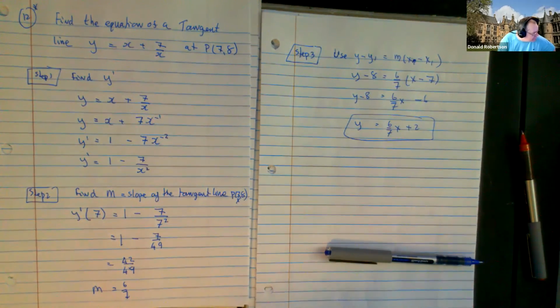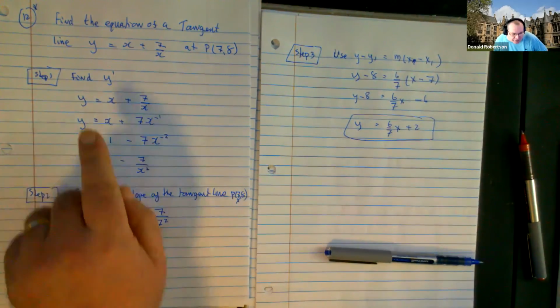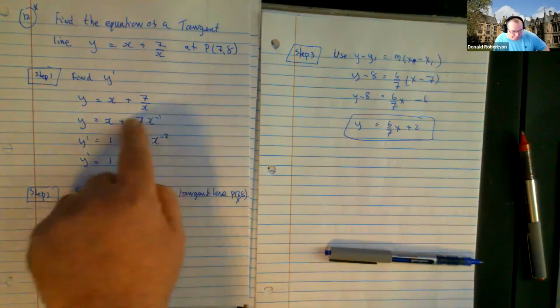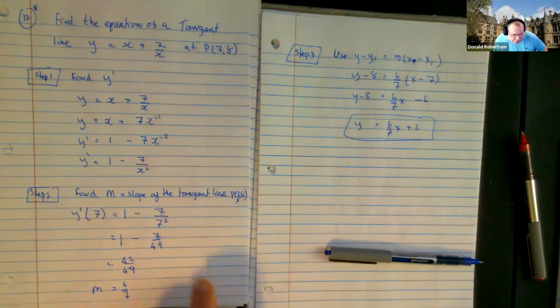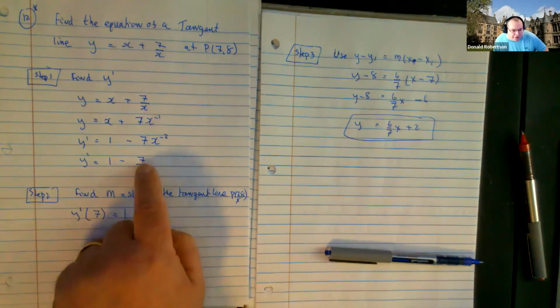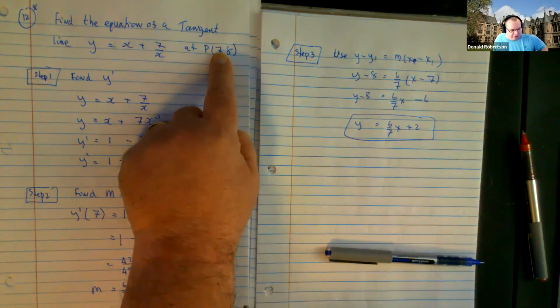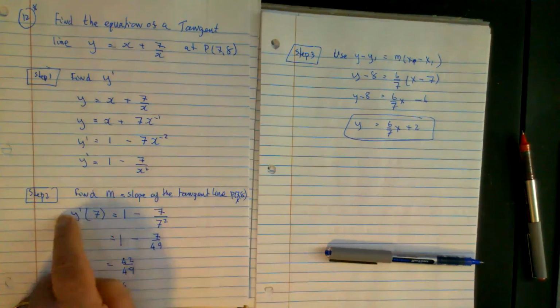Okay. So equations of a tangent line basically follow: find the derivative using whatever algebra you need to get there, make it look pretty. Find the slope by taking the equation of the tangent line and plugging in whatever the x coordinate is, 7 in this case. And then I am going to pause for a minute.